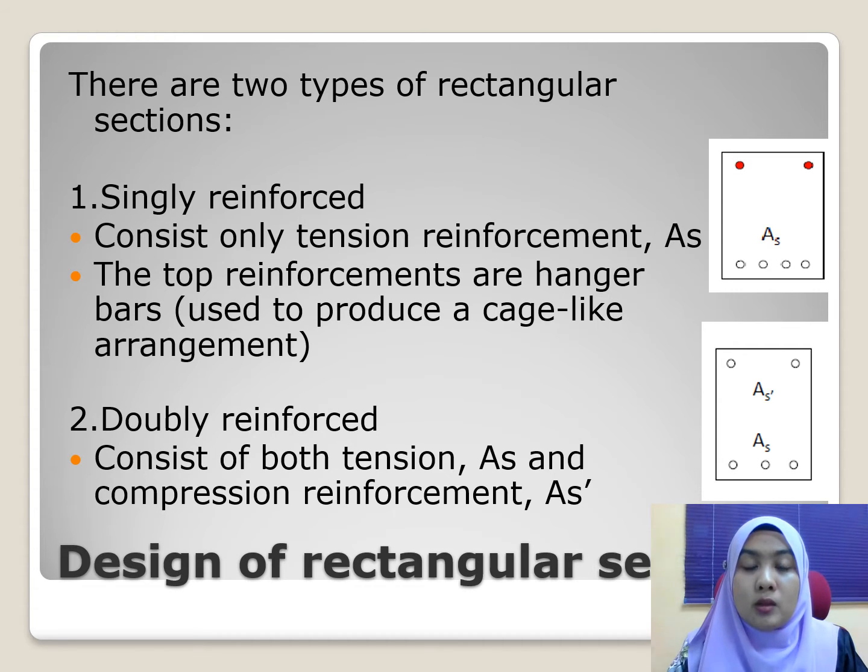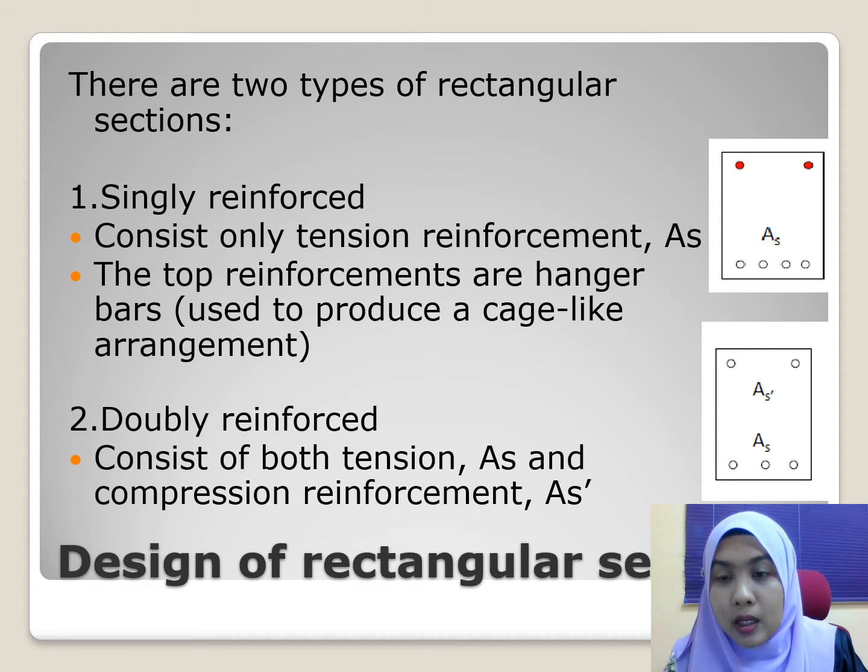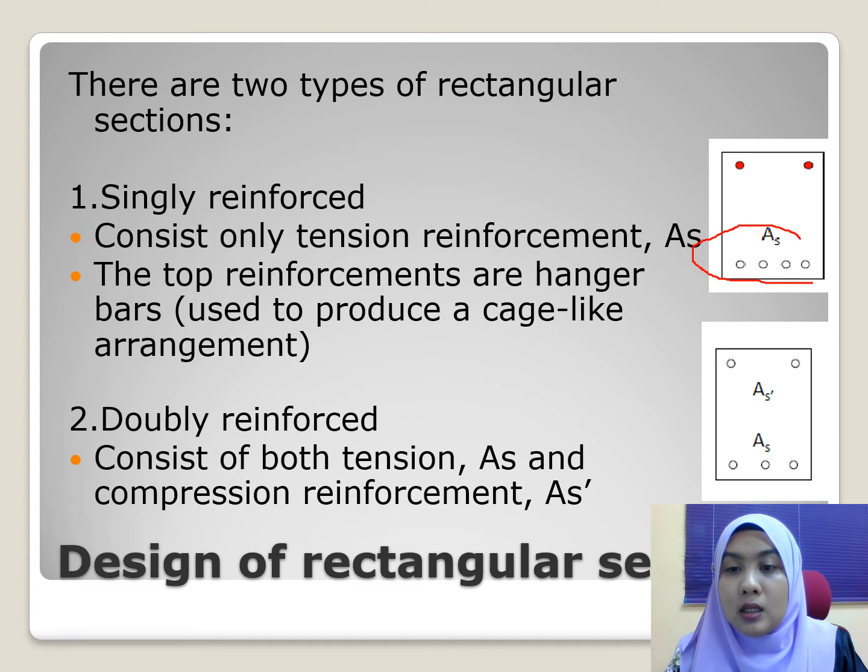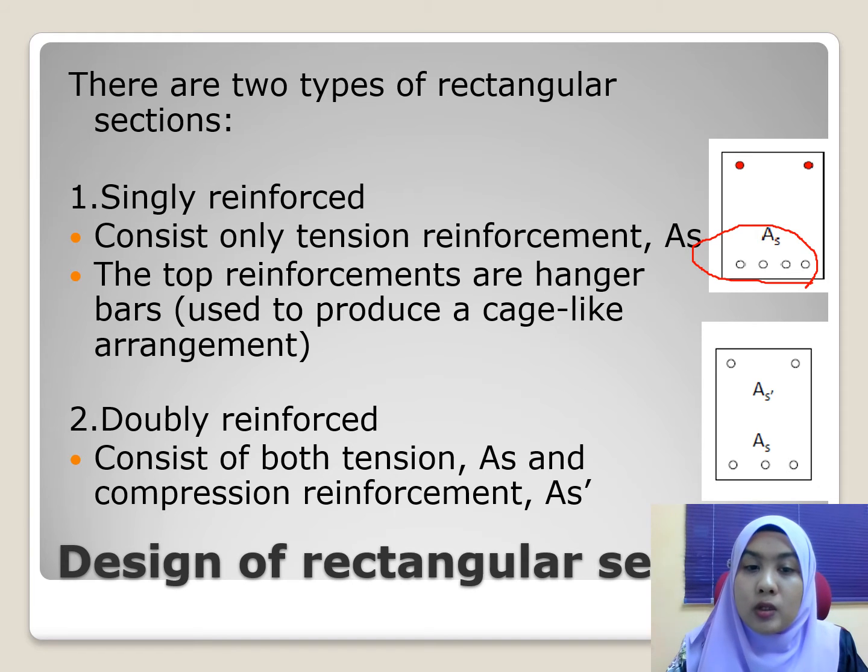Single reinforced means we have only tension reinforcement at the bottom. So here is the tension reinforcement. However, we need to put reinforcement at the top, what we call the hanger bar, so that we can produce a cage-like arrangement. Since we are going to tie our links, we need reinforcement at the top. This reinforcement does not carry any load.